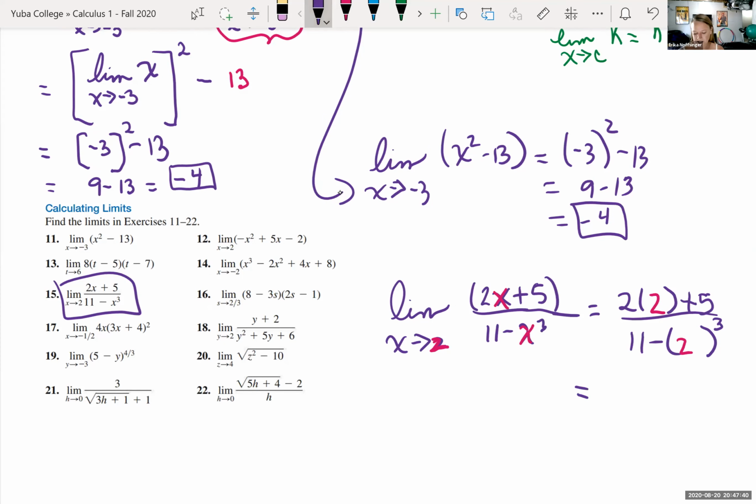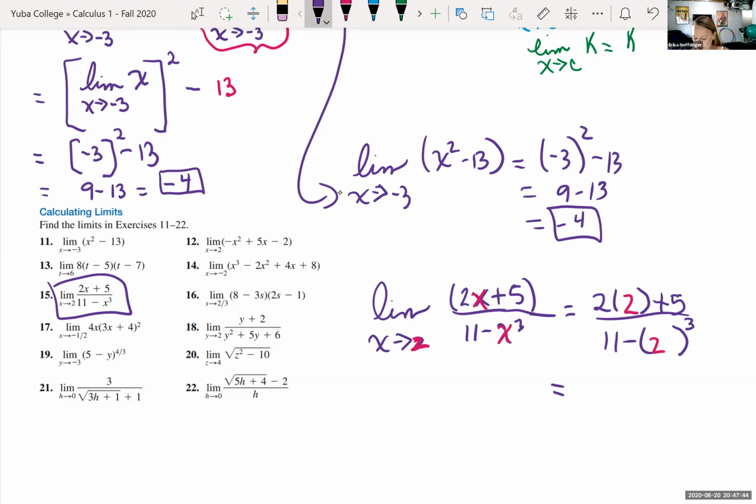Okay, order of operations, multiplication first. Numerator is like parentheses around it, denominator. So 2 times 2 is 4, 4 plus 5, that gives me 9 in the numerator. And then in the denominator, I have 11 minus 2 cubed. 2 cubed is 8. So 9 divided by 11 minus 8, which is 3. So this would equal 3.